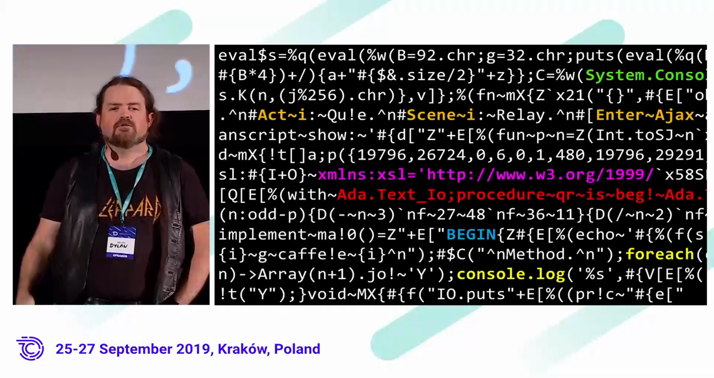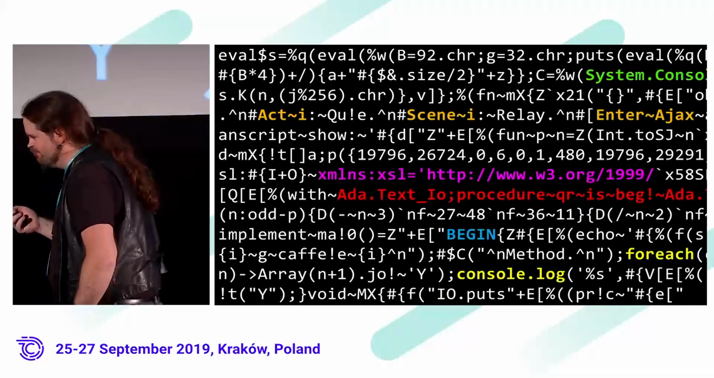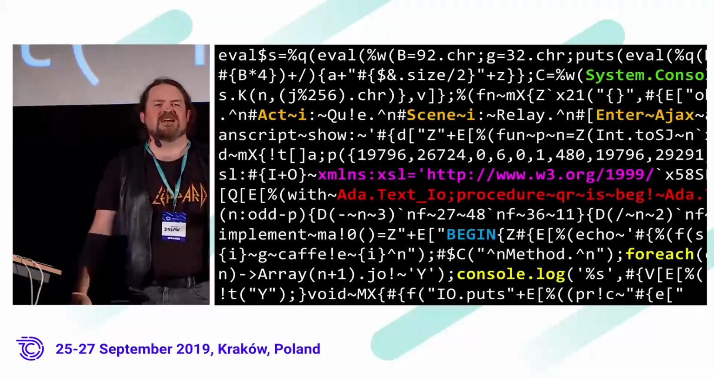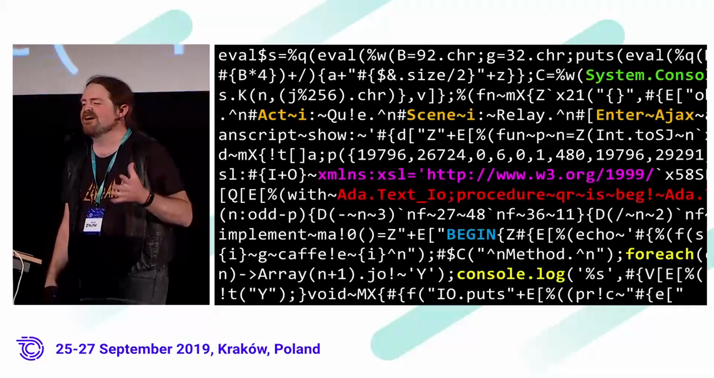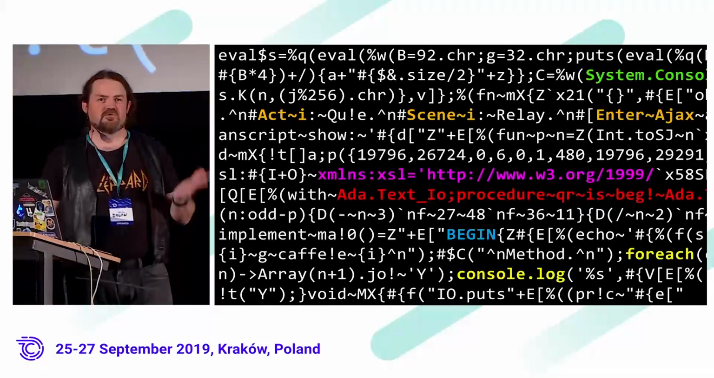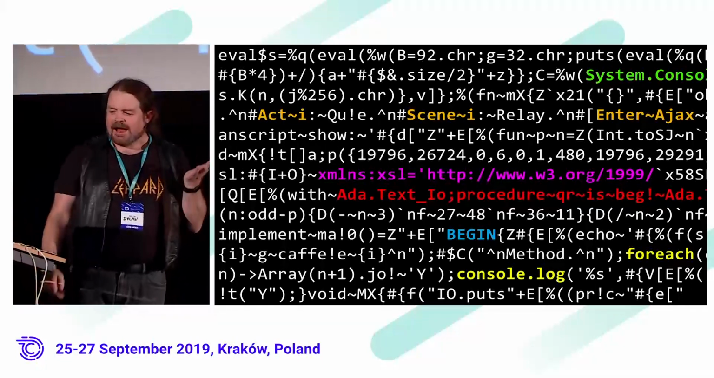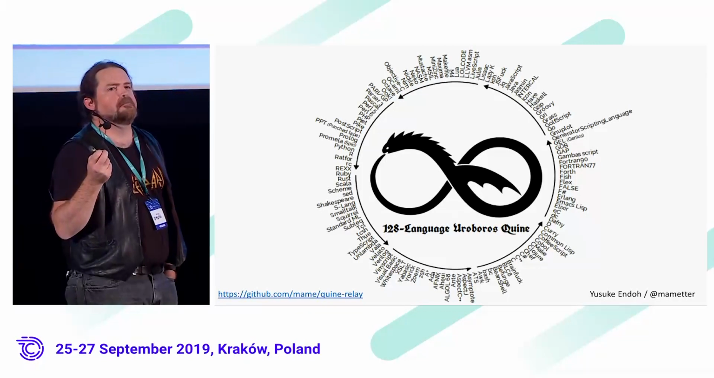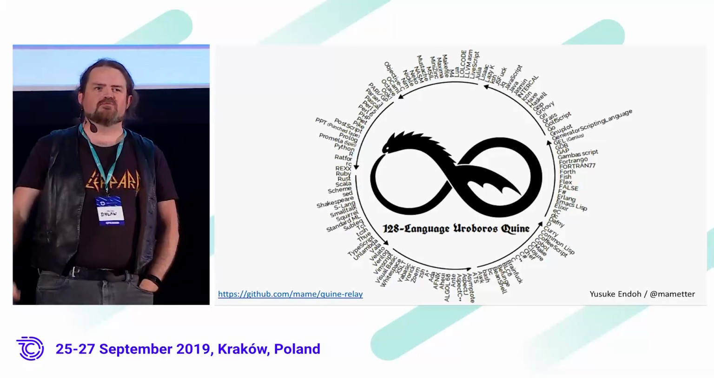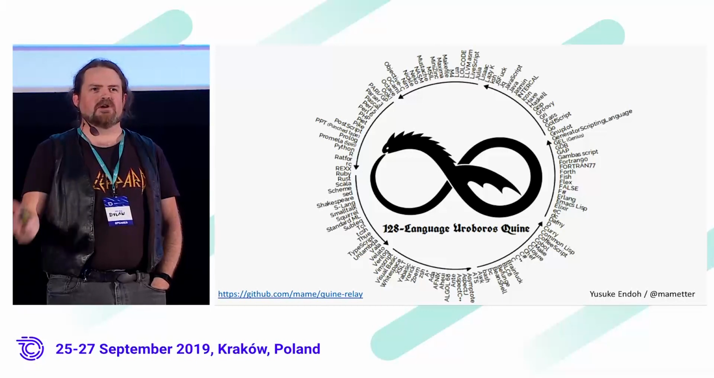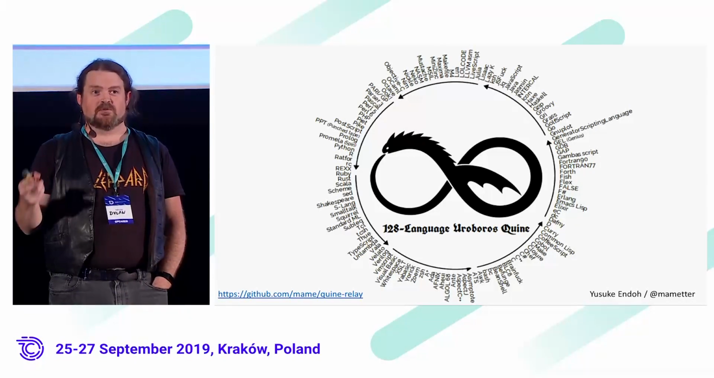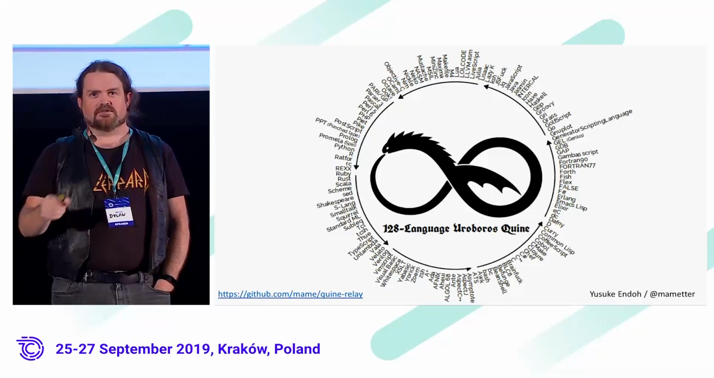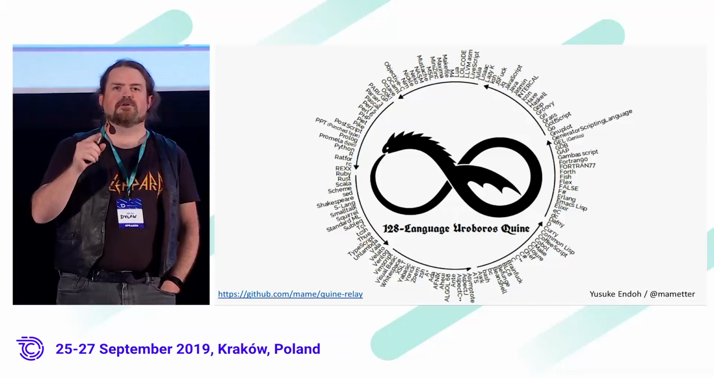And up here, we've got Act 1, Scene 1, Enter Ajax. What? This is one of the most amazing things I have ever seen. It's written by a guy called Yusuke Endo, who is one of the Ruby language core contributors. It is a quine called an Ouroboros quine. It is a Ruby program, and when you run it, it prints a Rust program. And when you run that, it prints a Scala program. And when you run that, it prints a Scheme program. And it goes right around through 128 languages to Rex, and then the Rex program prints the original Ruby source code out again.